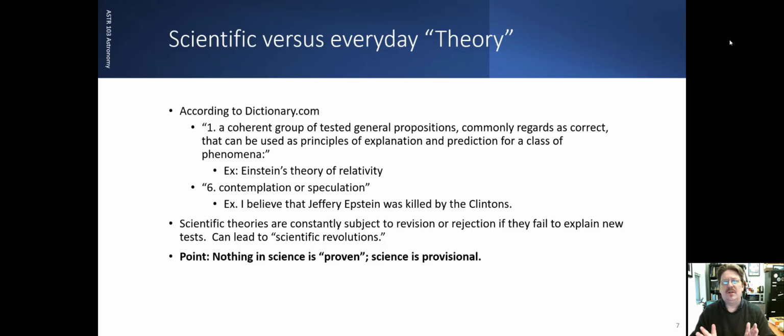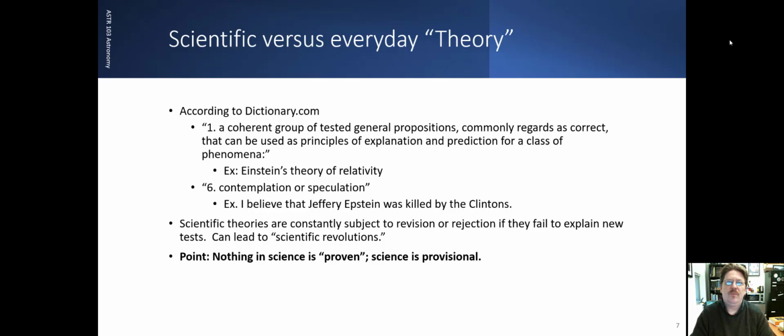This is what's typically thought of as the meaning of a theory in everyday life. When you say, I have a theory, this is basically the meaning behind it. The example I provide is, I have a theory that Jeffrey Epstein was killed by the Clintons. This is not something that, one, it's a rather singular event, or it deals with a singular topic, and two, it's not very testable.